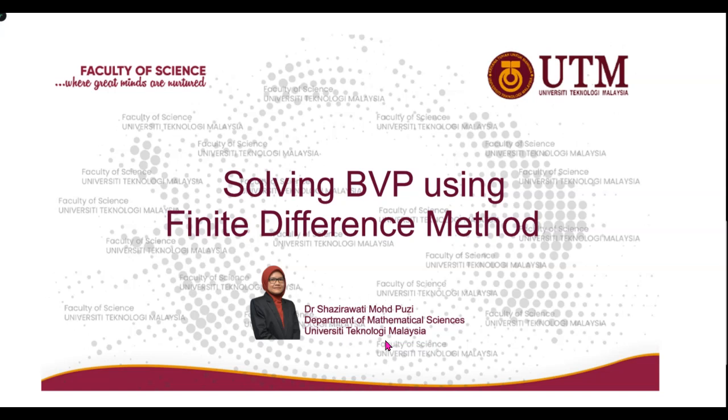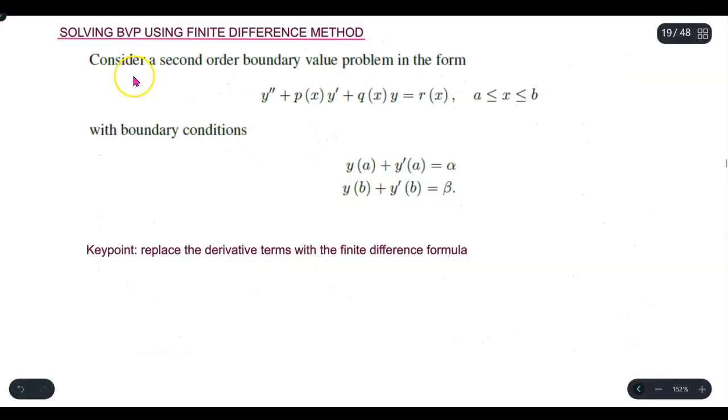Shazira. In this video, we are going to be discussing the boundary value problem using the finite difference method. Consider this second order boundary value problem in the form of y double prime plus p of x. So p is a function, but in the problem it could be constant as well. P of x times y prime plus q times y equals r, a function in terms of x, where your x is from a to b. So you know the length of your x is b minus a.